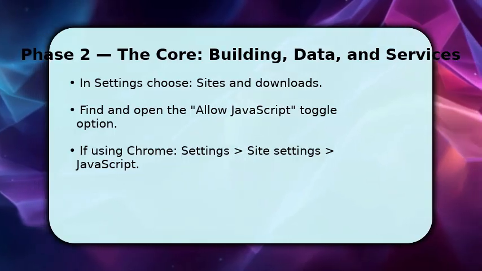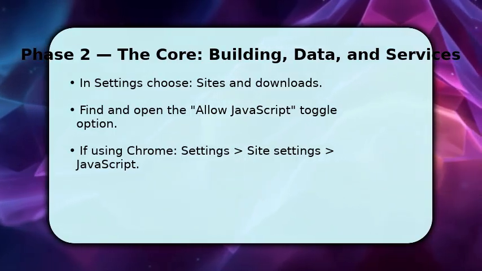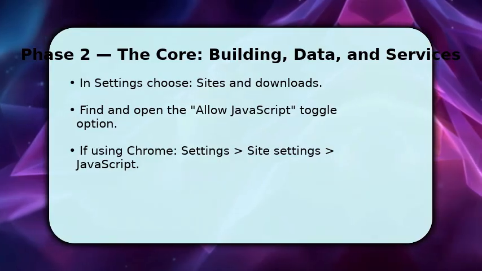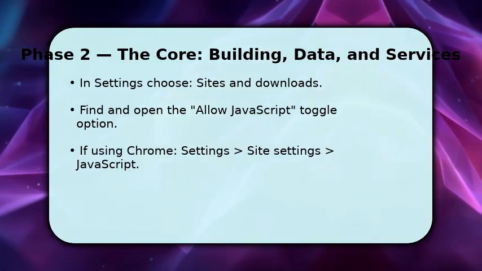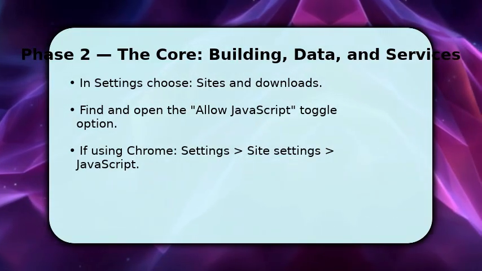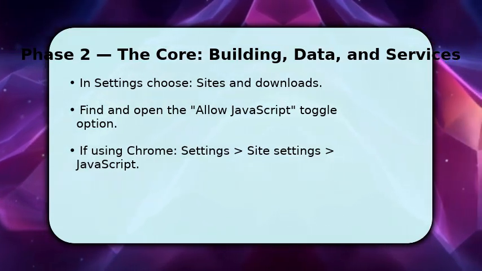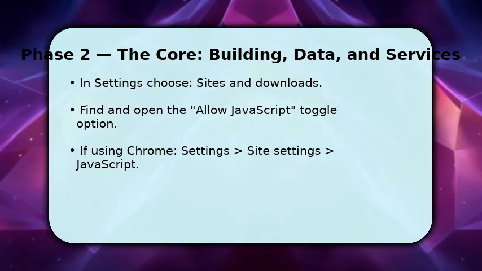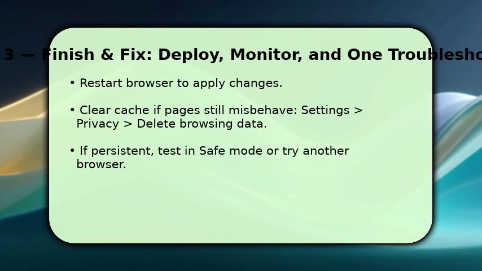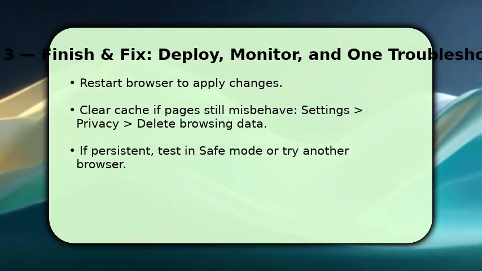If you prefer Chrome instead of Samsung Internet, go to Chrome Settings, then Site Settings, then JavaScript, and enable it. This step is critical because JavaScript controls interactive features. Enabling it allows dynamic content. After enabling JavaScript, close and reopen the browser so changes apply cleanly. You can also restart the device for certainty.